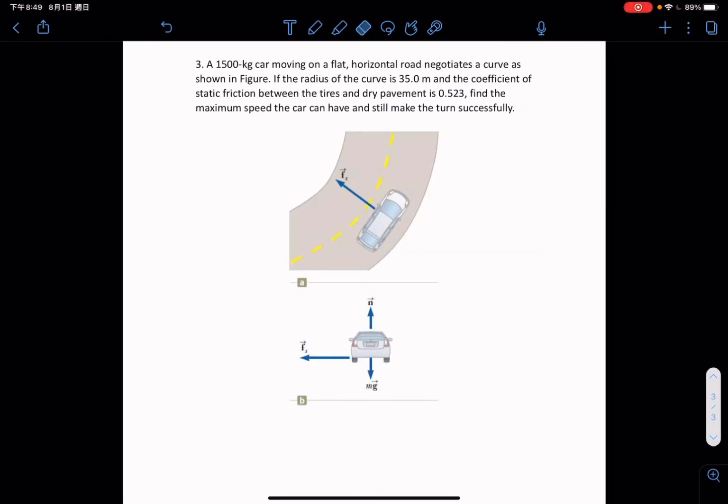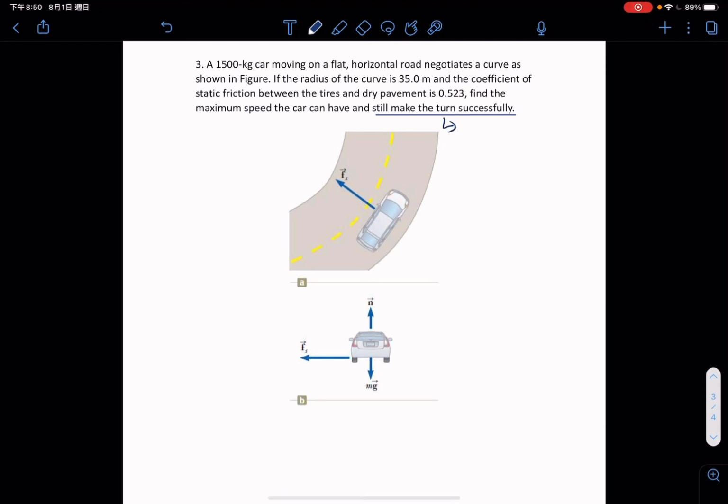The next question is: a 1,500 kilogram car moving on a flat horizontal road negotiates a curve as shown in the figure. If the radius of the curve is 35 meters and the coefficient of static friction between the tires and the pavement is 0.523, find the maximum speed the car can have and still make the turn successfully. What is meant by still making the turn successfully?